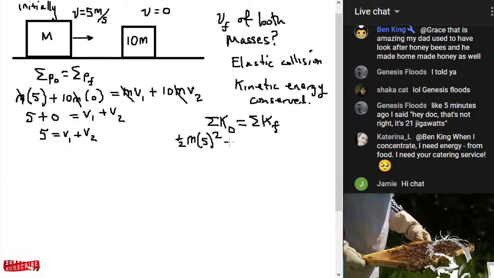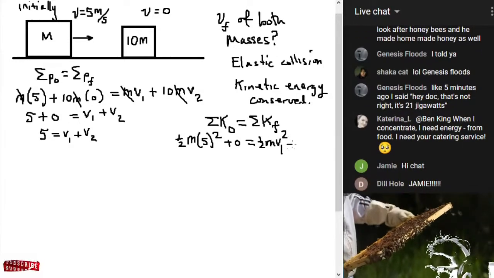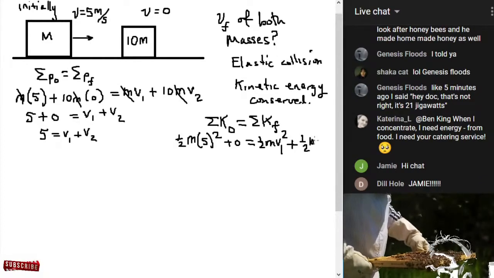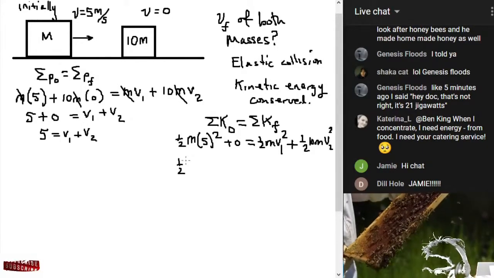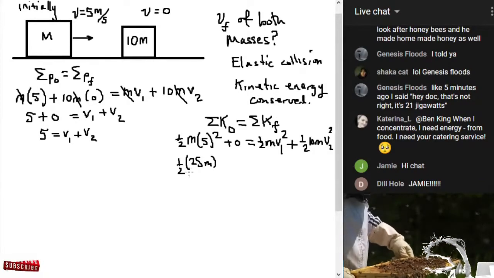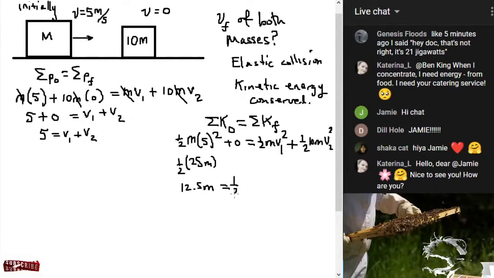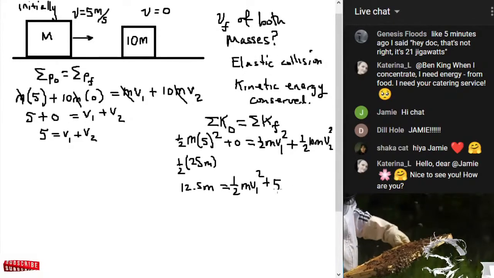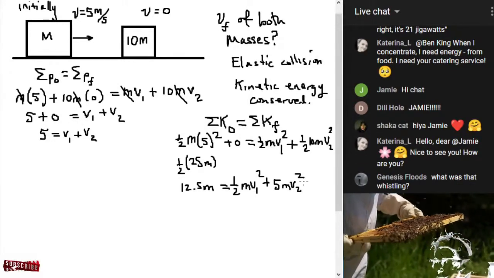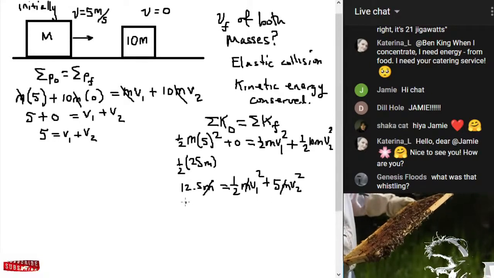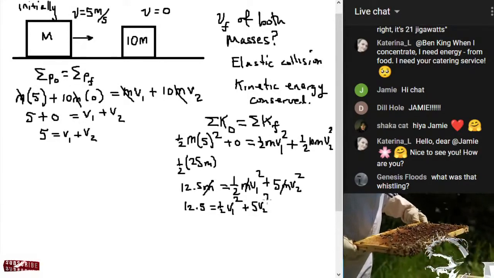5 squared plus 0, 1/2 m v1 squared plus 1/2 of 10m v2 squared. So 1/2 of 25m is 12.5, right? And then we get 1/2 mv1 squared plus 5 mv2 squared. Okay, m's are going to cancel. So 12.5 equals 1/2 v1 squared plus 5 v2 squared.